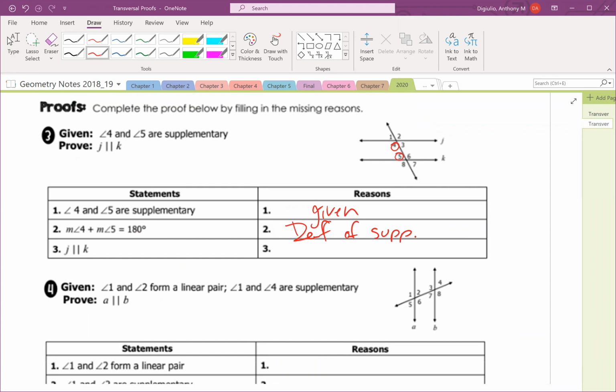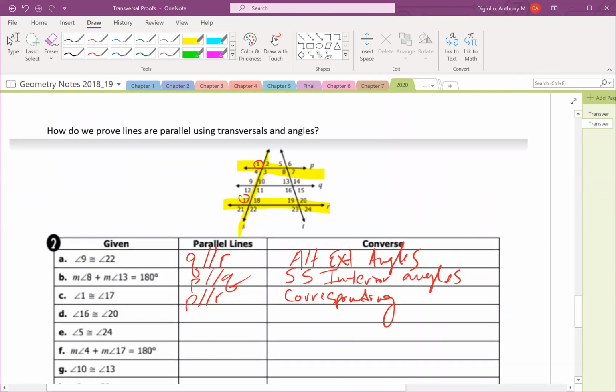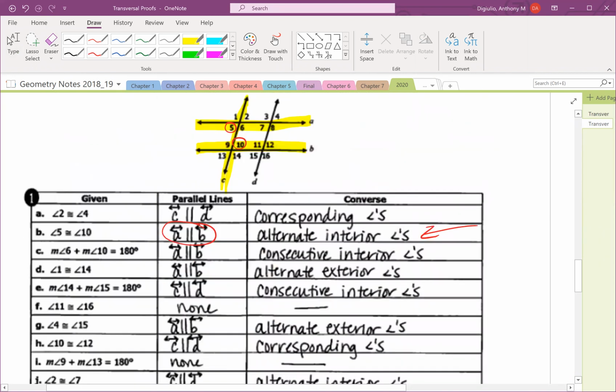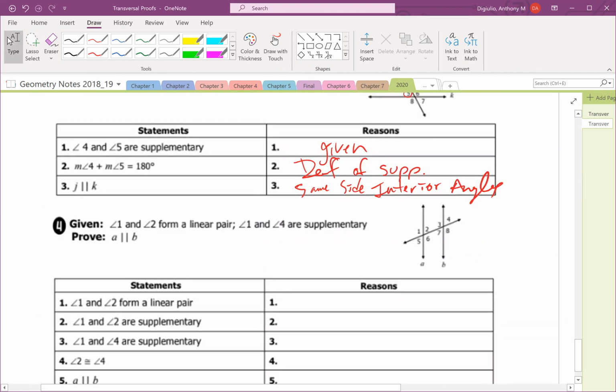And then last but not least, it says that J is parallel to K. And why is that? Well, if we know that 4 and 5 are supplementary, given the location that they're at, we're going to be looking at the fact that these are, not alternate, same side or consecutive interior angles. And that's going to be our reason to support why those are parallel to each other. All right. In fact, it should be the converse, right? Because we're ending up proving those parallel lines in the end. So same side interior angle converse.